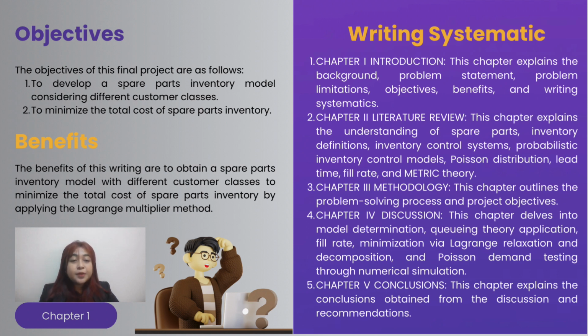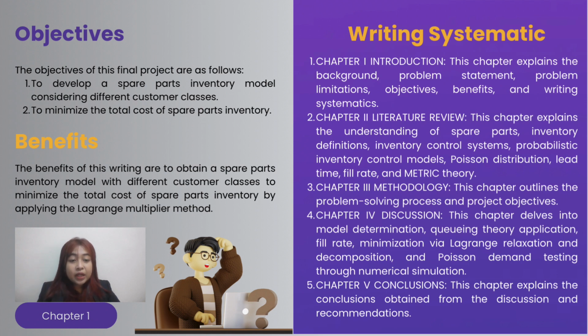The next is writing systematics. The first is Chapter 1, introduction. This chapter explains the background, problem statement, problem limitation, objective, benefit, and writing systematics. The next is Chapter 2, literature review. The chapter explains the understanding of spare part inventory, definition, inventory control system, probabilistic inventory control model, Poisson distribution, lead time, fill rate, and METRIC theory.